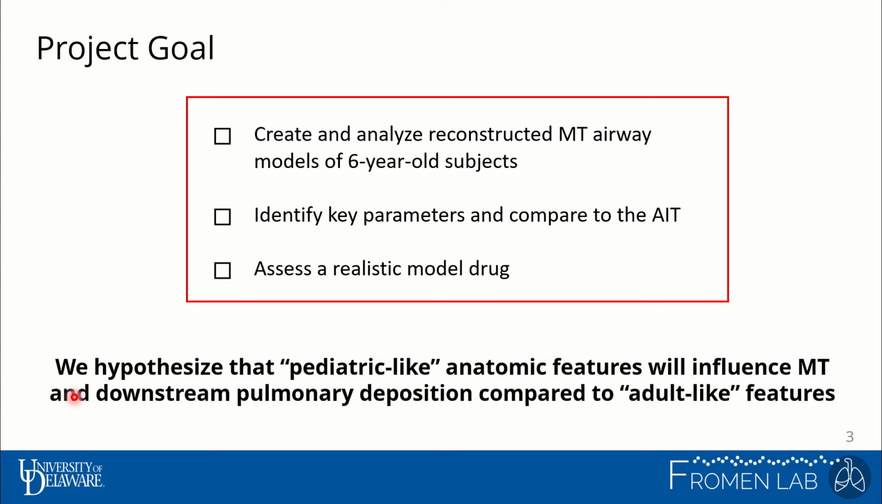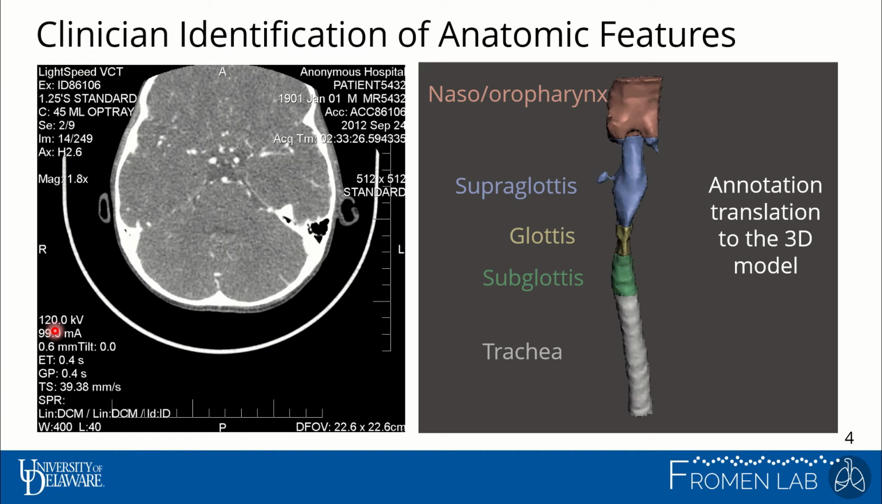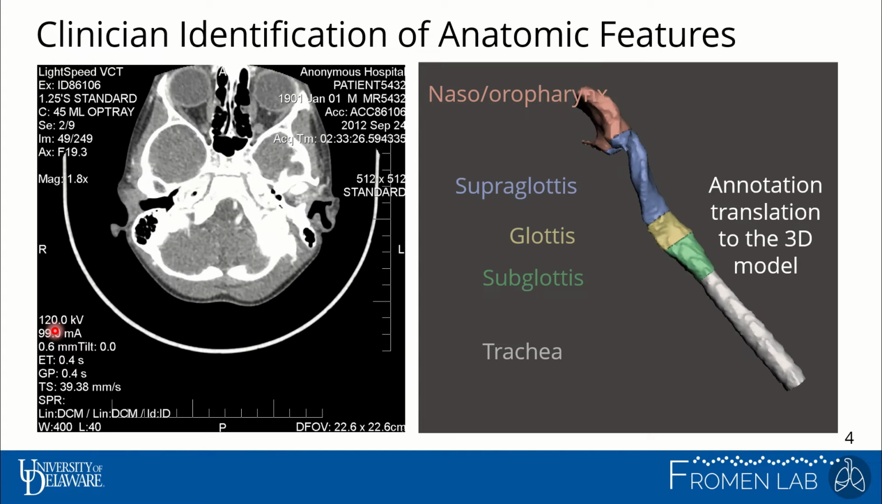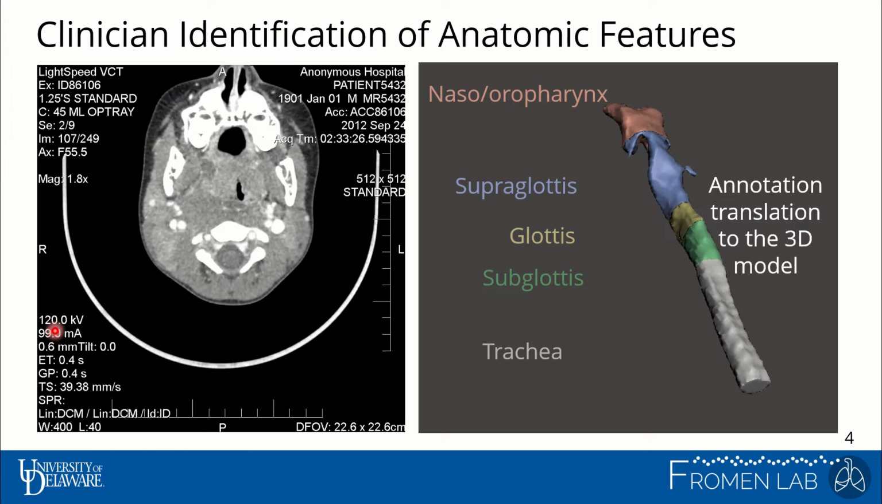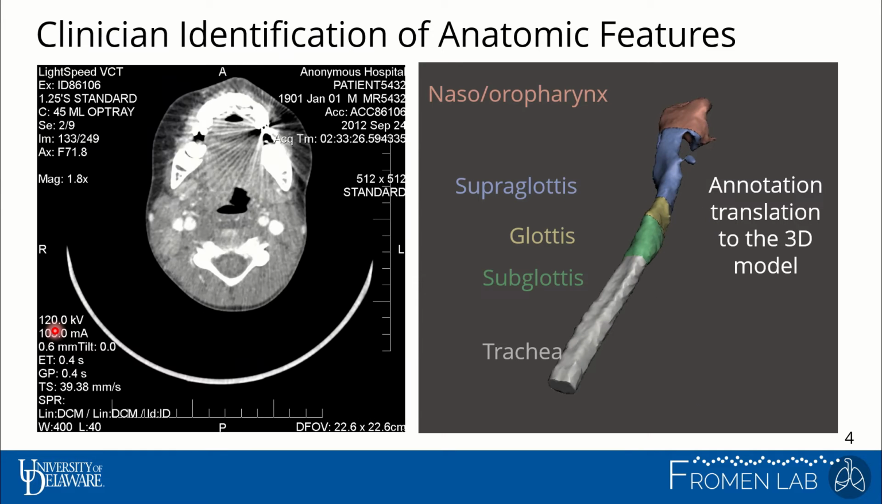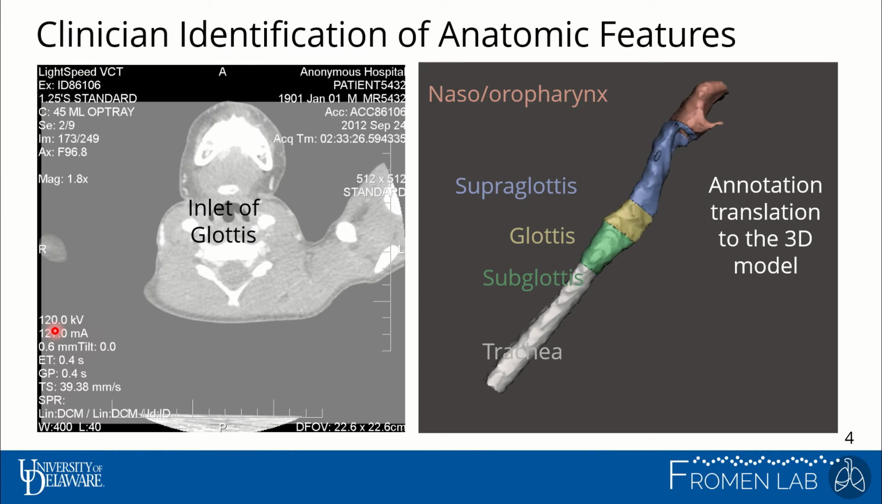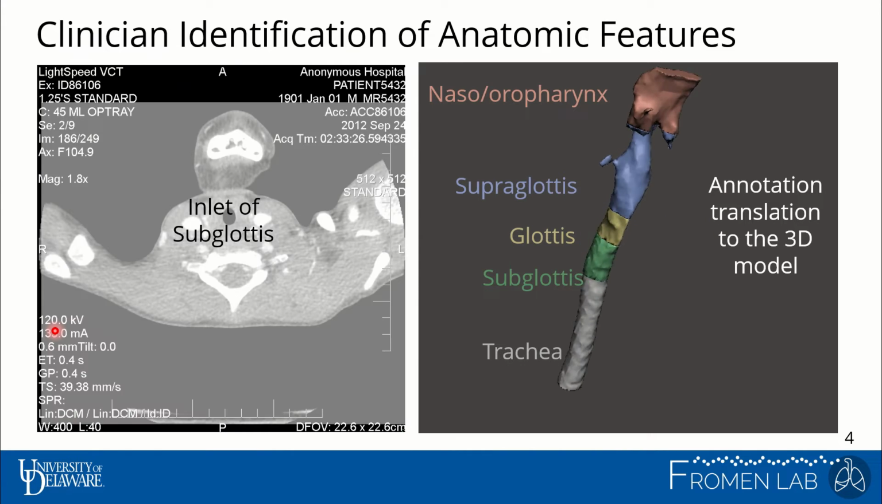And we hypothesized that the pediatric-like anatomic features would noticeably influence the mouth, throat, and downstream pulmonary deposition when compared to models with more adult-like features. And we worked with the clinician, Dr. Jenna Burdell, who annotated CT scans such that when we 3D rendered the airways, we were able to correlate to anatomic features of interest, such as the nasal-oral pharynx through the trachea.